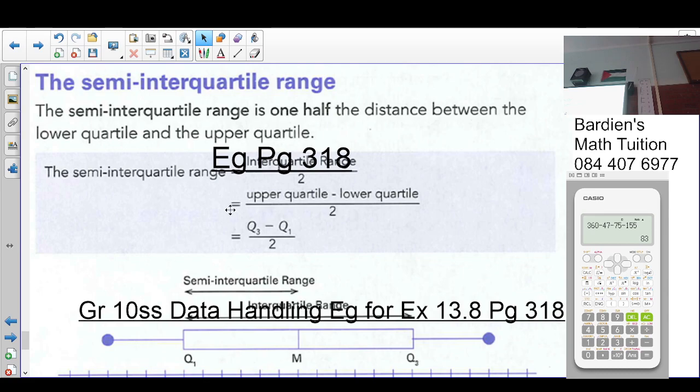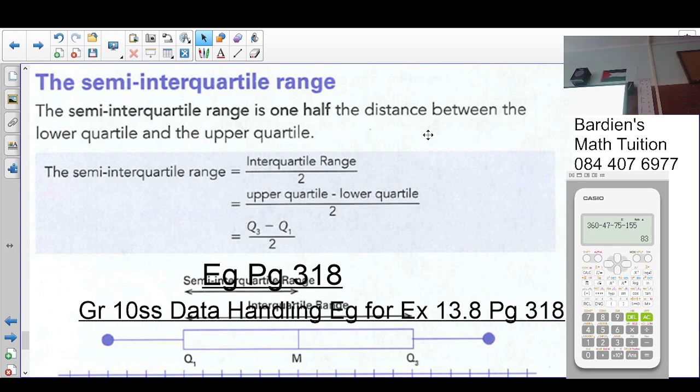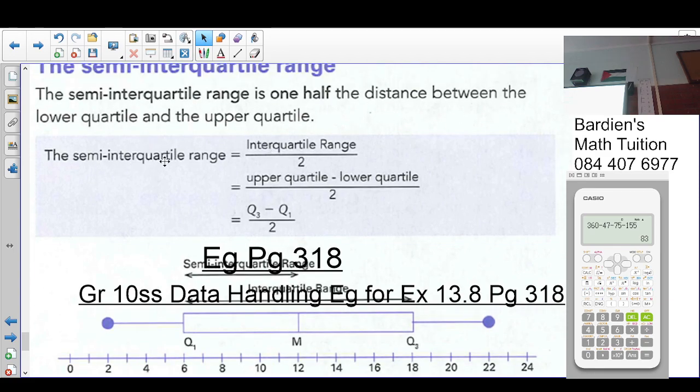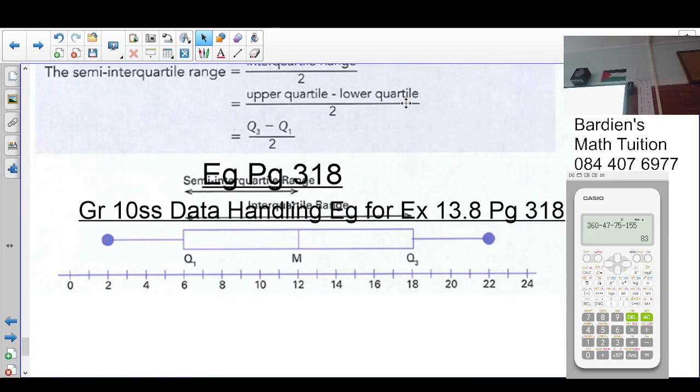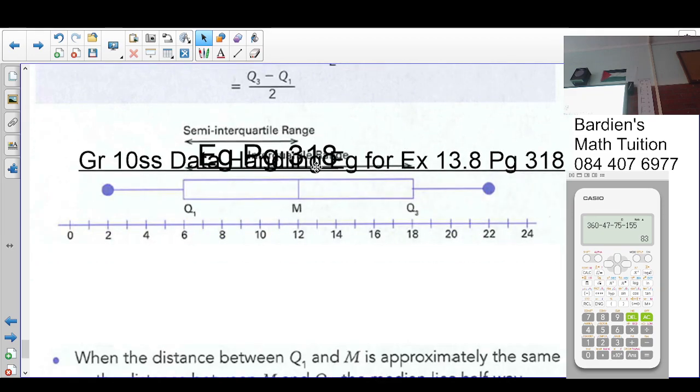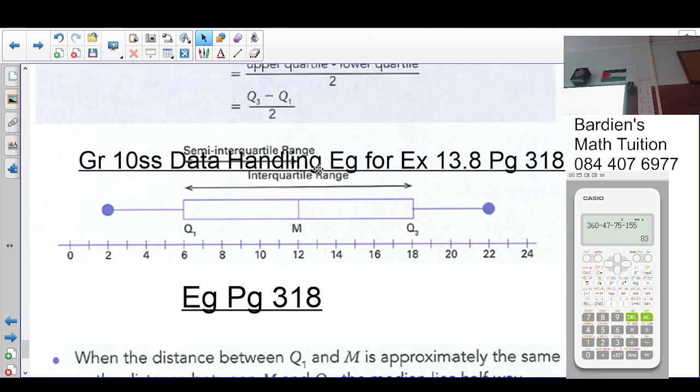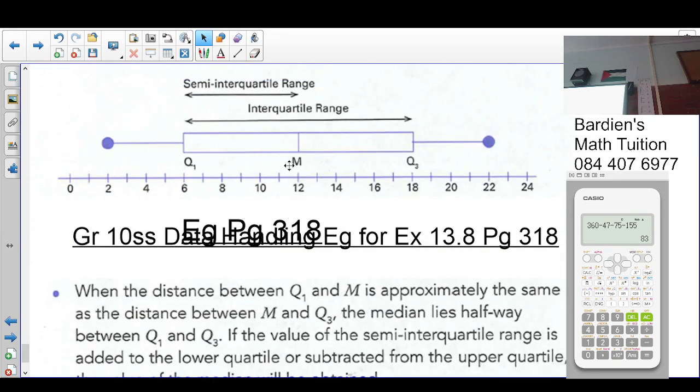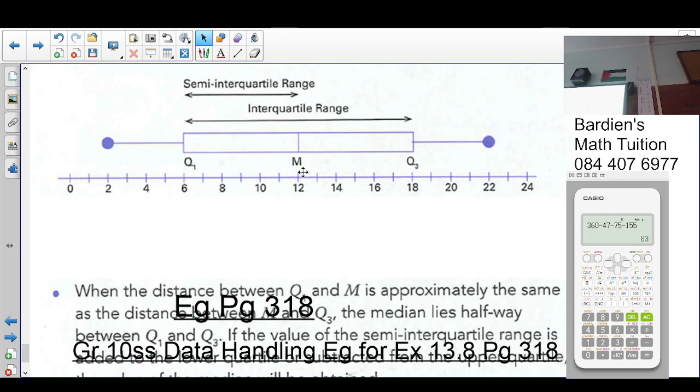Okay. So the semi-interquartile range is one half the distance between the lower quartile and the upper quartile. Semi-interquartile range is equal to the interquartile range divided by 2, which is the upper quartile minus the lower quartile. Also the 75th percentile minus the 25th percentile, over 2. That's your semi-interquartile range.